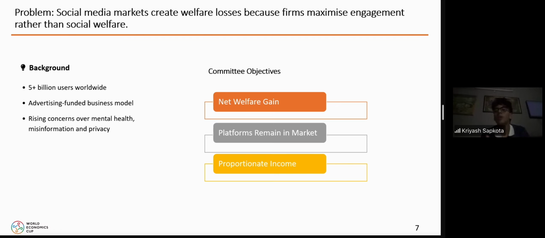The Parliamentary Committee has already concluded that government intervention is justified, but it must satisfy three conditions. First, regulation must generate a net welfare gain, meaning that the social benefits outweigh the cost. Second, it must not force major platforms to leave the market because millions of users still derive genuine value from these services. Finally, the intervention must be proportionate, addressing the specific market failures without unnecessarily restricting innovation or competition. Therefore, our objective is to identify the most economically efficient policy that improves welfare while preserving the benefits of social media. Okay, next slide.